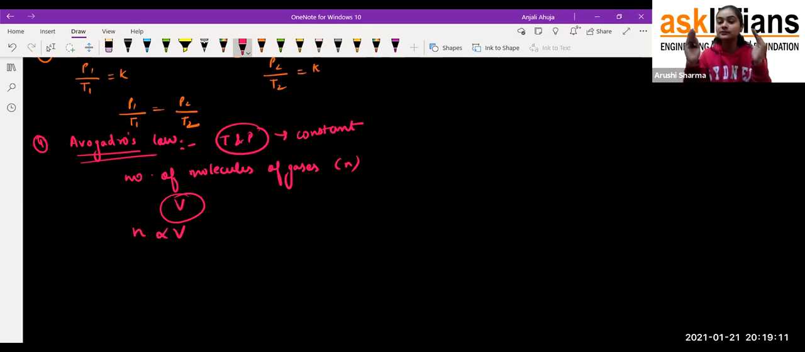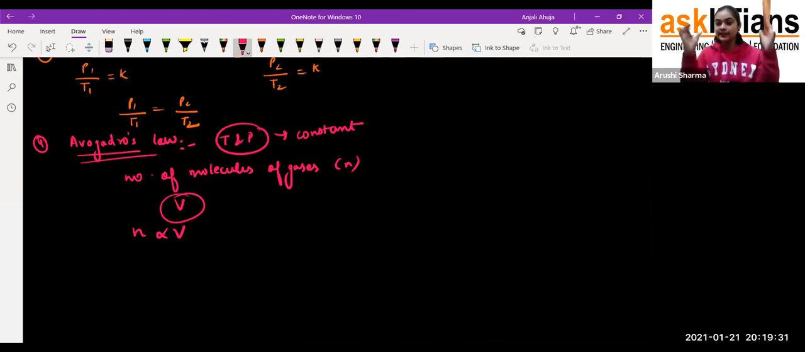That means we get this much of a balloon, and even these very big balloons as well. So how has it done that? The amount of gas, that means the number of molecules of the gas entering into it, is continuously increasing its volume. So you can say that the number of molecules is directly proportional to the volume.